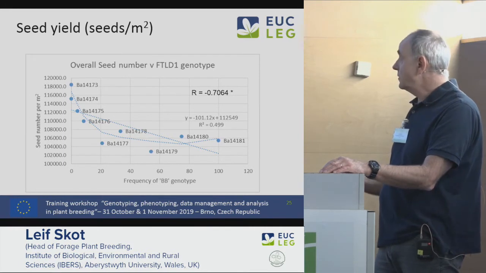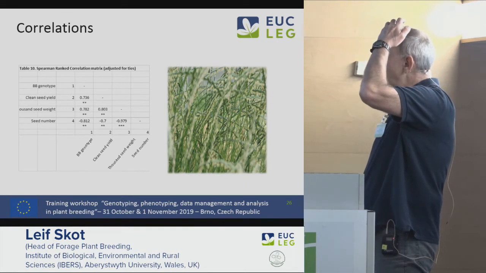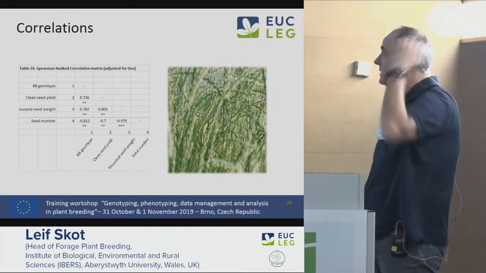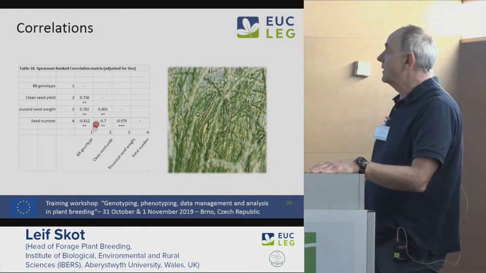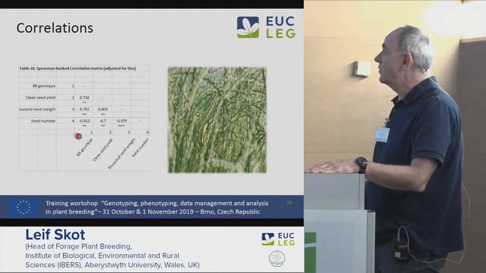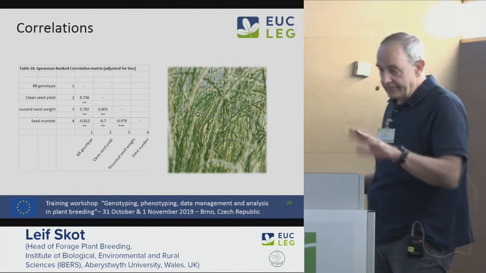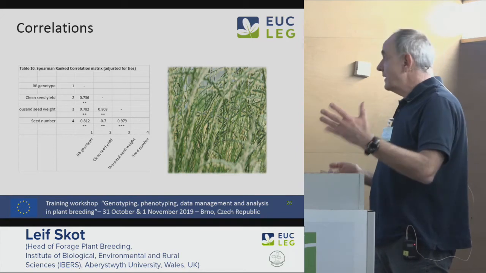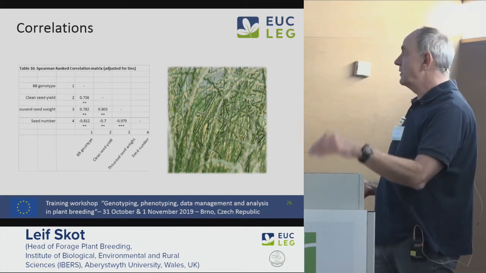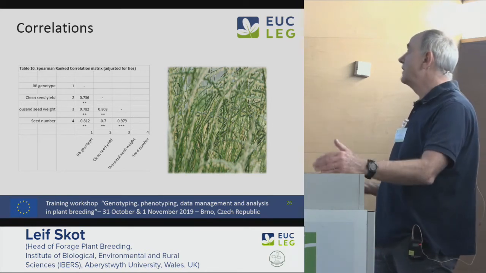If you go on to, yes, one last slide where I have shown the correlations between the different traits and the BB genotype. So that's just a recap. Seed number, there's a negative correlation with the BB genotype, and a positive correlation. So I'm not really sure what to make of this, but there's certainly a negative correlation between seed number per square meter and the BB genotype, and that was what we were predicting.